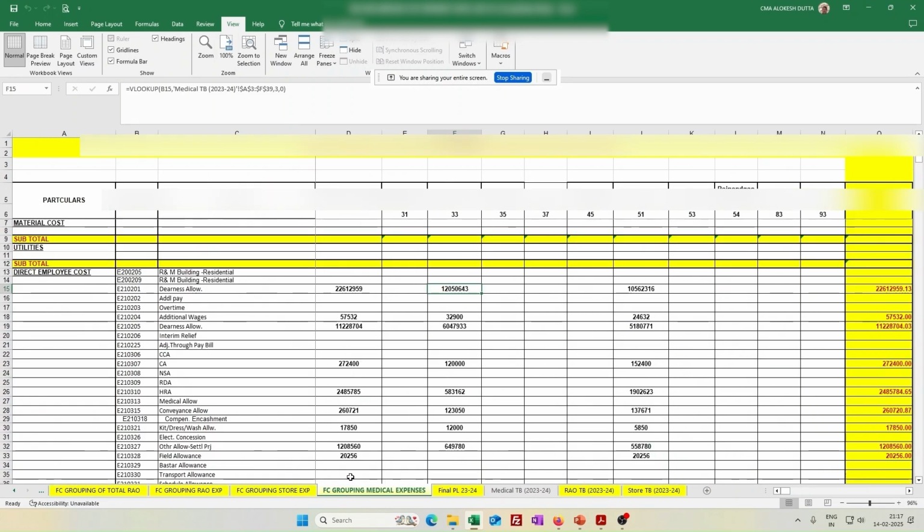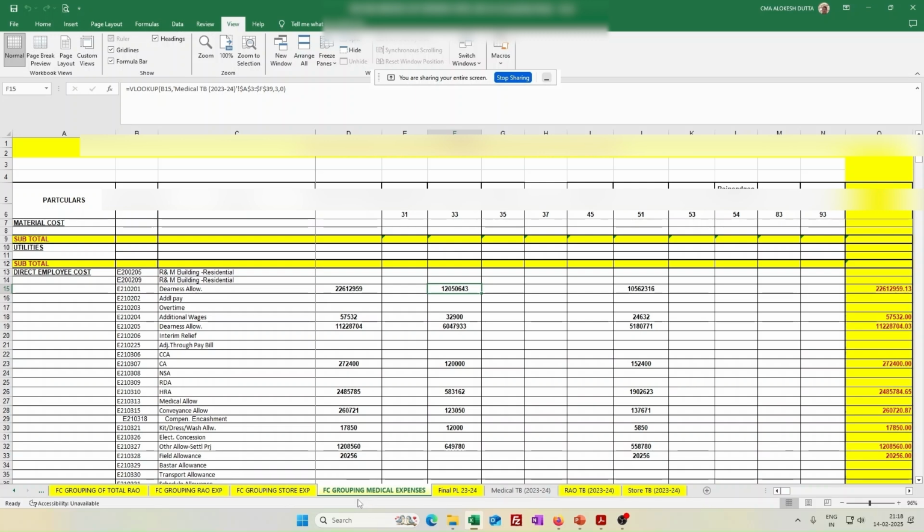This is FC grouping of medical department. So if I deduct total RAO expenditure by the RO expenses, store expenses and medical expenses, I can get the production cost center figure, because RO expenses is the administrative cost, which is a service department cost, store is also a service department cost, and medical is also a service department cost. You have to deduct.